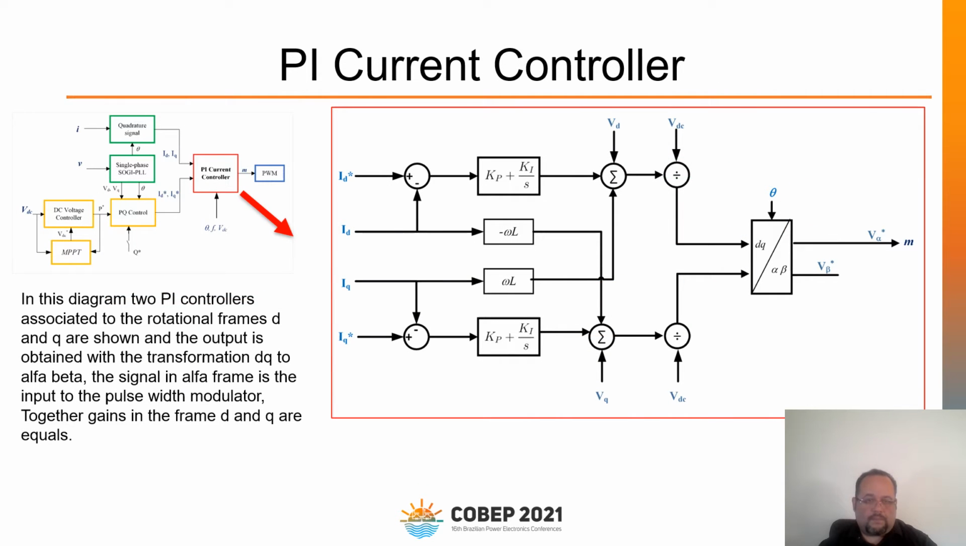In this diagram, two current controllers associated to the rotational frames P and Q are shown, and the output is obtained by the transformation dq to alpha beta. The signal in alpha frame is the input to the pulse width modulator. Together, gains in the frames D and Q are equal.